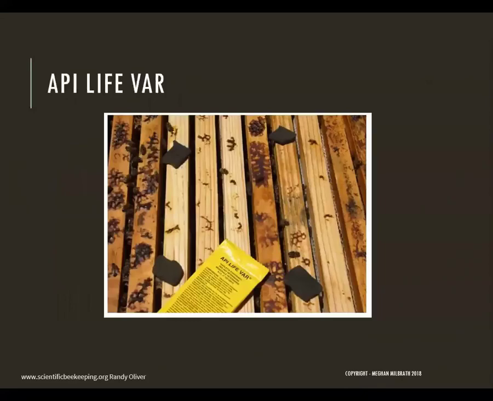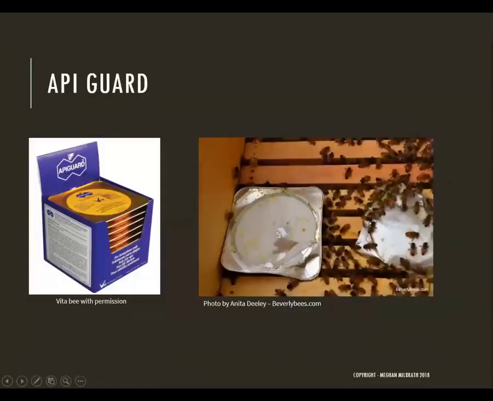So here's one of the options. It's Life Var, and it's applied with these little wafer things. So these little 4 cookies, you break them off and you separate them through the hive, and then you have to come back and do another application of them. And this is the other one, Apiguard, which is basically like a gel, and you just open up this little foil thing, and then the bees crawl all over it and carry it through the hive. Commercially, you can get it in much bigger options as well.